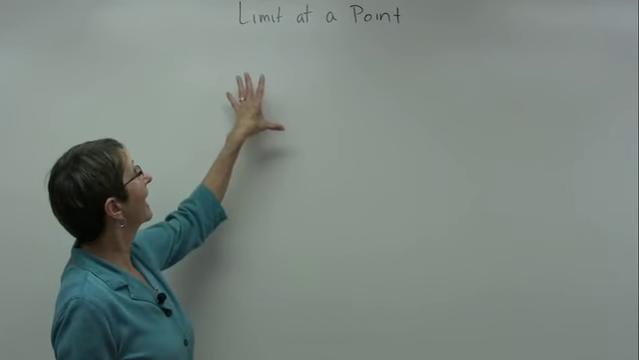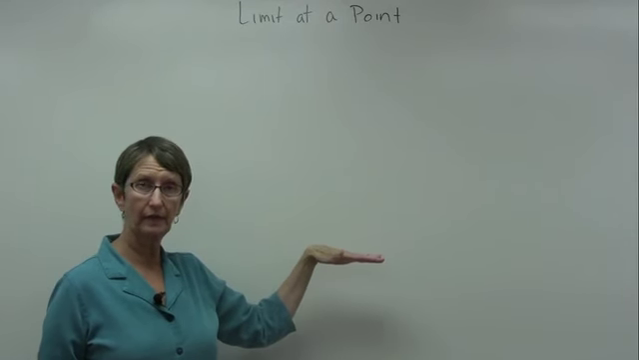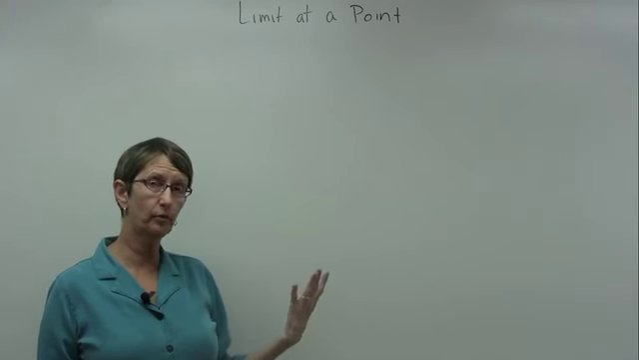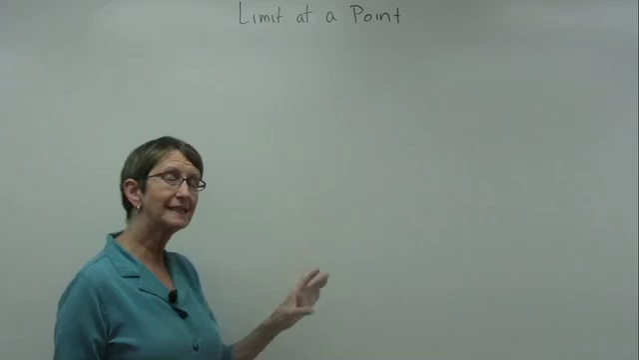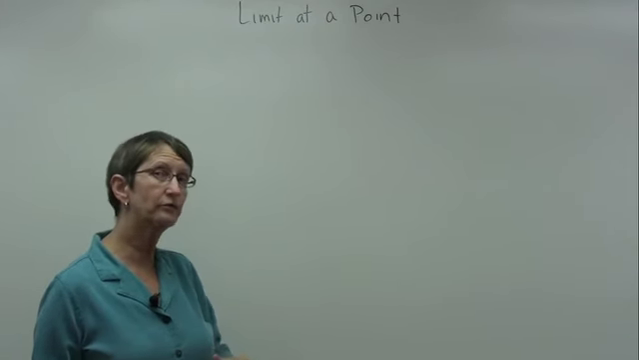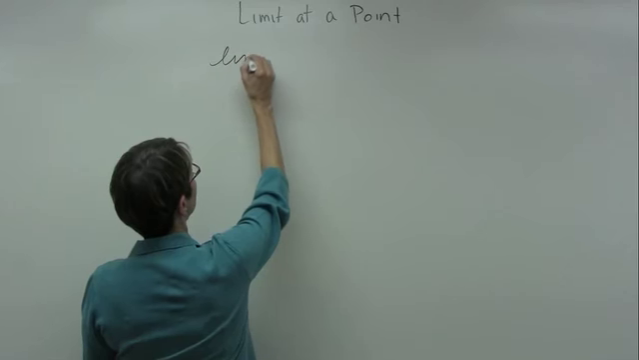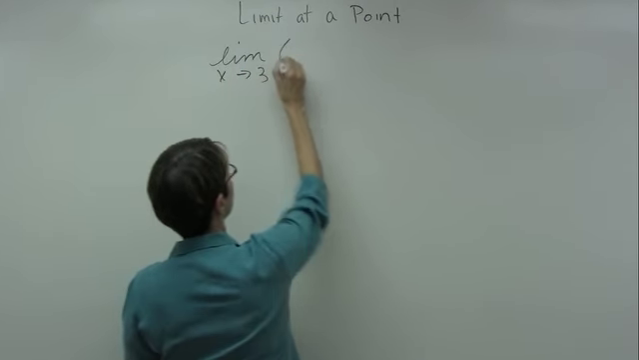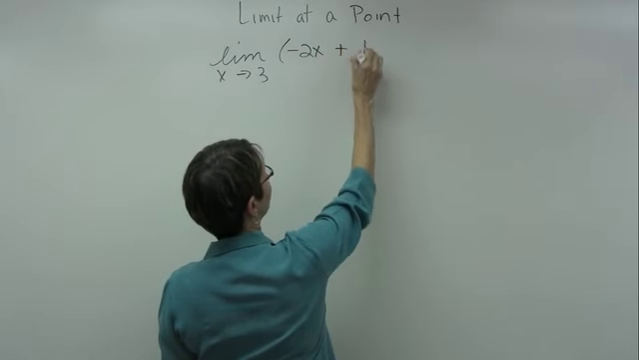We want to look at the limit at a point when we have formulas to work with. When we did notation, we looked at tables that were already formed, so we saw how to do a limit if you look at the table. Let's see a particular function and see what happens with this one. Limit as x approaches 3 of negative 2x plus 10.